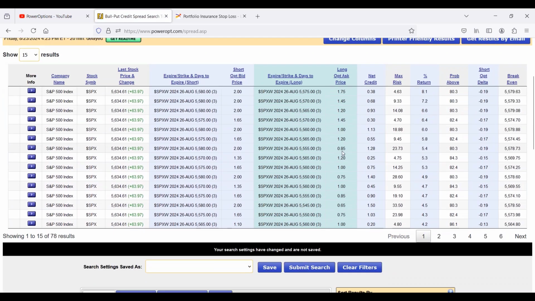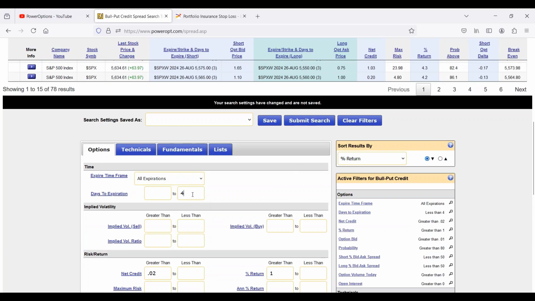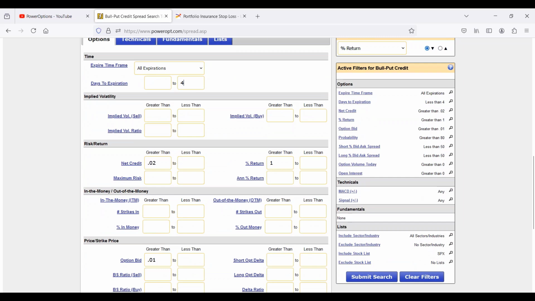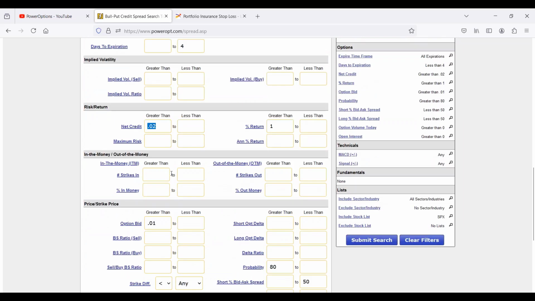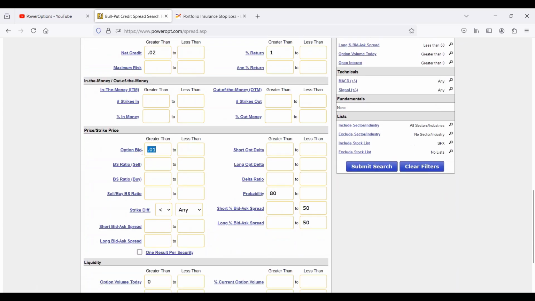So what am I still looking for in this credit spread search? I'm just looking against SPX. We're looking at the 26th of August, 3 days away. That's Monday. But this search, all expirations, blank to 2, as you saw, Rick, is what I normally use. On Monday, I would run this search, looking for similar criteria. I'm only looking for a minimum net credit of 2 cents. I want a return of at least 1%. This option bid of 1 cent is just to make sure that I don't have a wide bid-ask spread. I'm also using the bid-ask spread limitations here for percent bid-ask spread or monetary bid-ask spread. You could use that as well. And I still want the 80% probability.